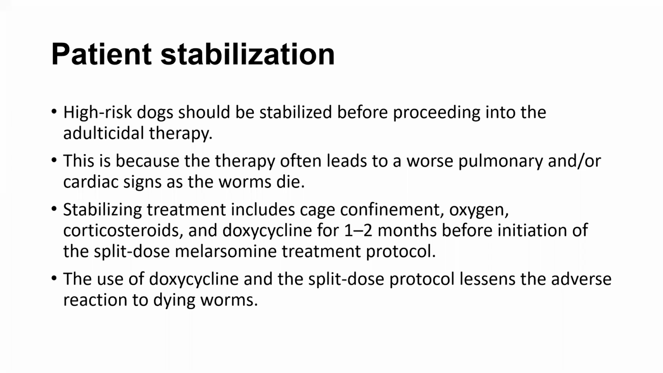The recent death of one or more adult worms results in the release of vasoreactive substances. These substances can cause inflammation, and the stabilization is given to reduce the inflammation. Stabilizing treatment includes cage confinement, oxygen, corticosteroids, and doxycycline for 1 to 2 months before initiation of the split-dose melarsomine treatment protocol. The use of doxycycline with the split-dose protocol lessens the adverse reaction to dying worms.